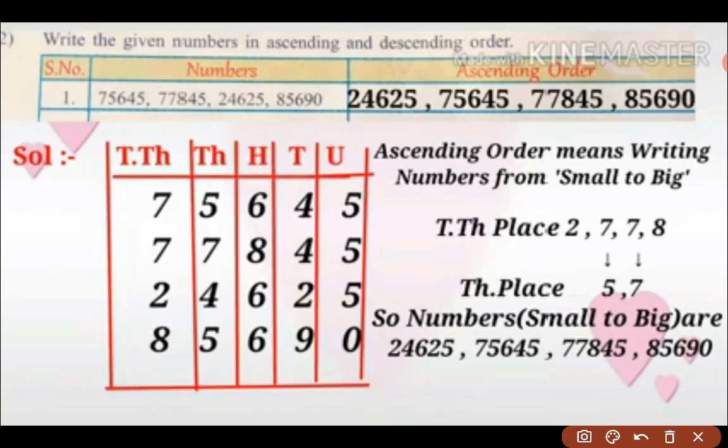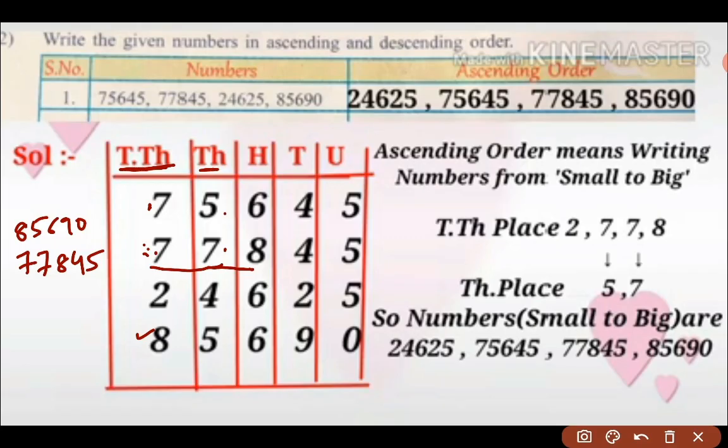So you are comparing the numbers in the highest place values. Which is the biggest number out of 7, 7, 2, 8? 8 is the biggest number. So you'll write 85,690 first. The next bigger number is 7. We have two 7s, so compare in the thousands place. In the thousands place, which is the bigger number between 5 and 7? It is 7. So this will become your next bigger number, 77,845, right?